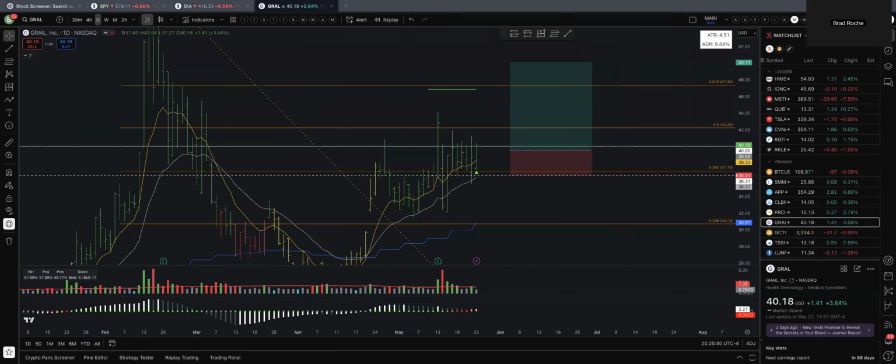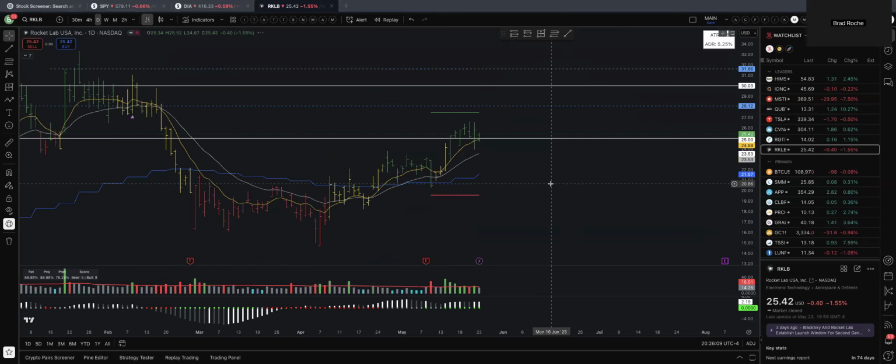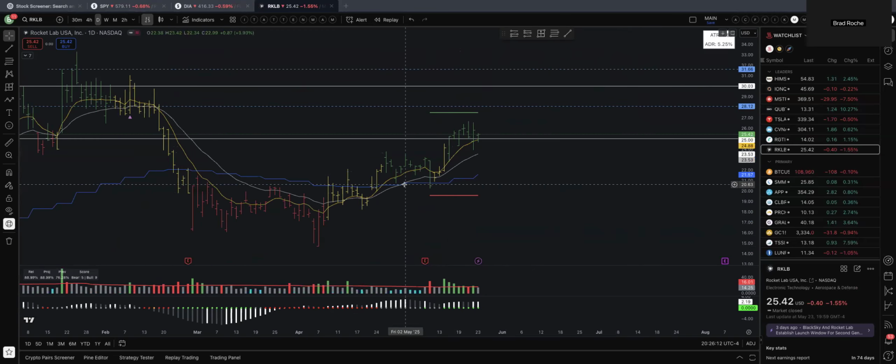Just to sum it up, continue to play that over-under level with the SPY 21 EMA, and then focus on the leaders, the ones making new all-time highs, the good-looking swing setups, and also keep an eye on these Rocket Labs, these aerospace names. I think they're setting up, and they look pretty good for some upside moves.